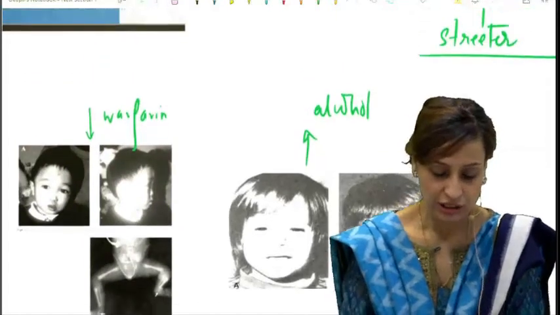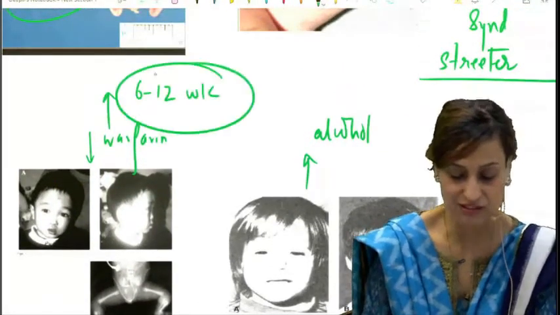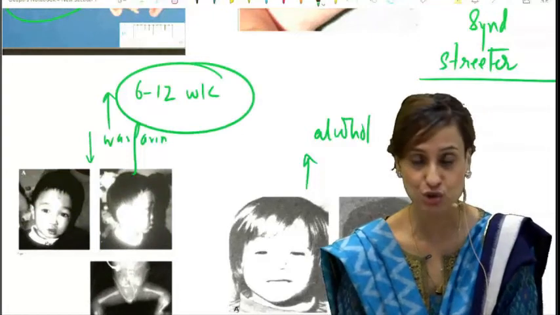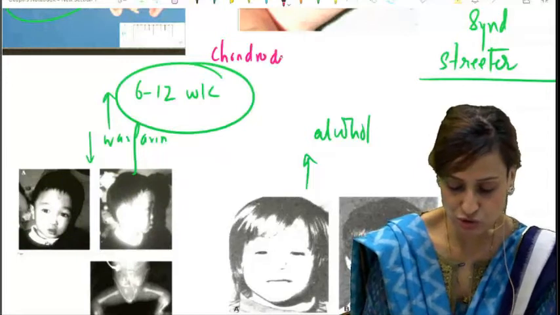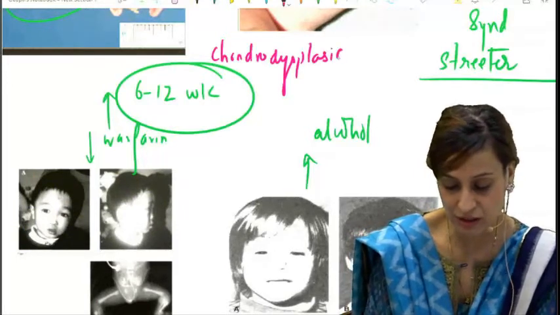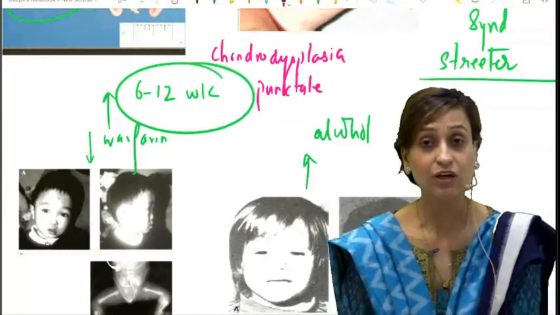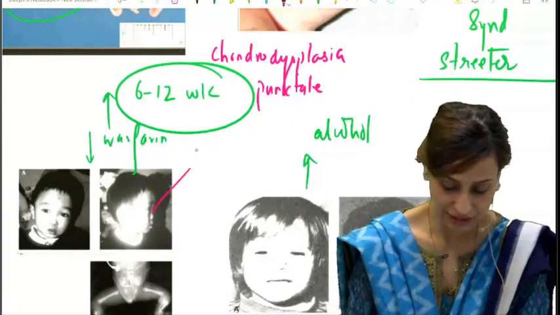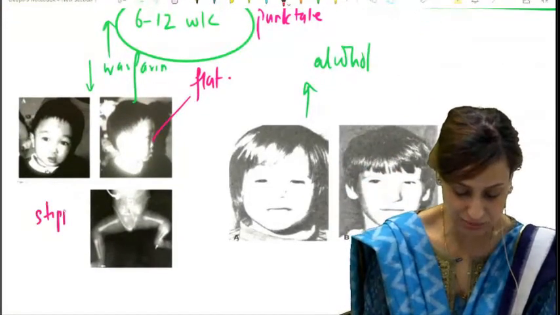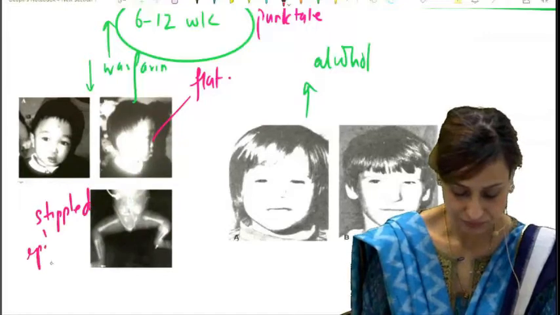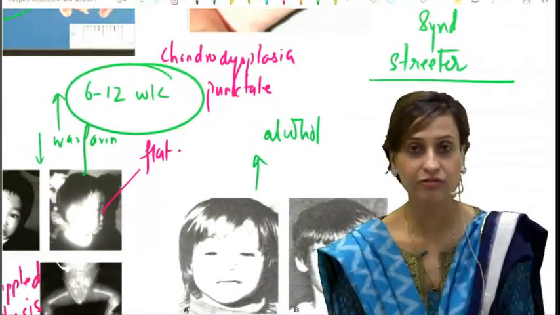With fetal warfarin syndrome, it is most likely to happen if the baby is exposed to warfarin between 6 to 12 weeks. The findings resemble a condition called chondrodysplasia punctata because it is the cartilage formation which is affected here. And because of the cartilage formation, you see that they have a flat nasal bridge and they have stippled epiphyses, right? And for this reason, do not give warfarin in the first trimester.